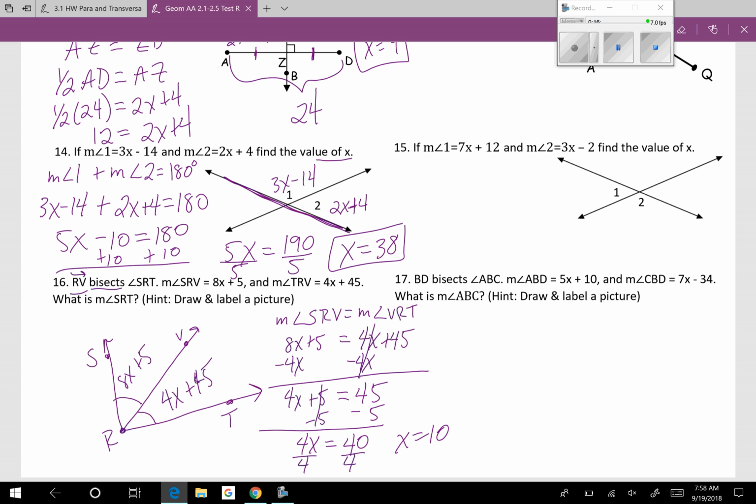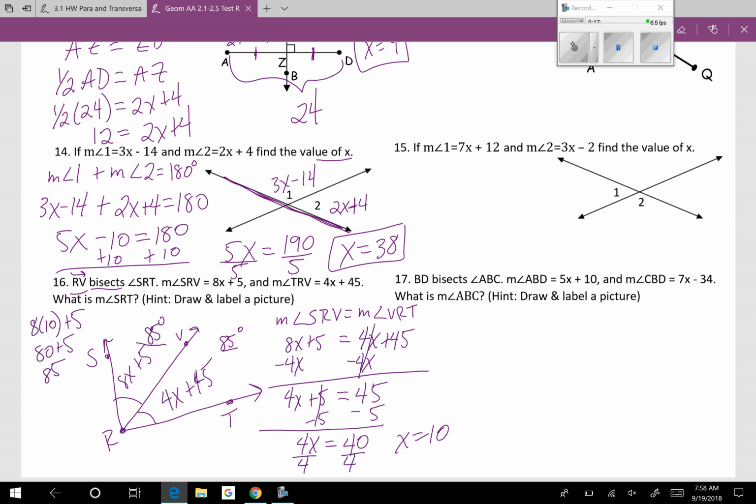So the first thing we need to do is take x and plug it into one of these two expressions. We only need to plug it into one of them because we know that both of the angles are equal. So x equals 10. Well, I'll just plug it in here, 8x plus 5. So 8 times 10 plus 5. Well, what's 8 times 10? That's 80 plus 5, and 80 plus 5 is 85. So SRV is 85 degrees. And guess what? We also know that TRV is also 85 degrees.